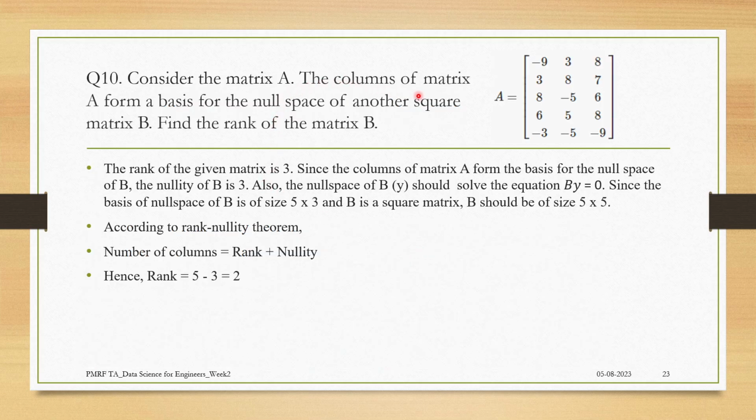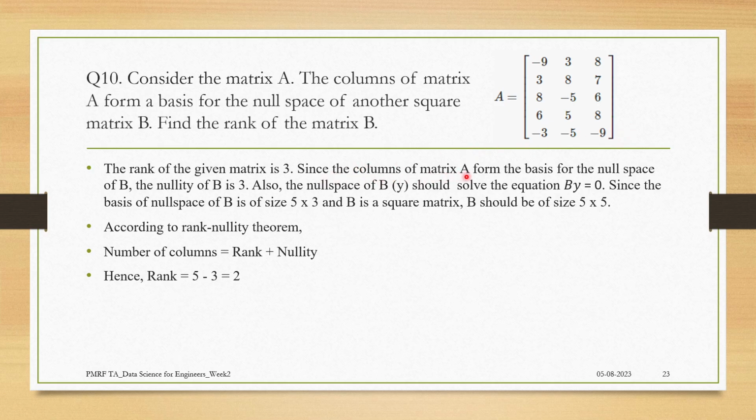Consider the matrix A. The columns of matrix A form the basis of null space of another square matrix B. Find the rank of matrix B. So the A matrix is given like this. It is a 5 by 3 matrix, right? Since it's not a square matrix, its rank won't go higher than 3. Number of columns is 3 only.